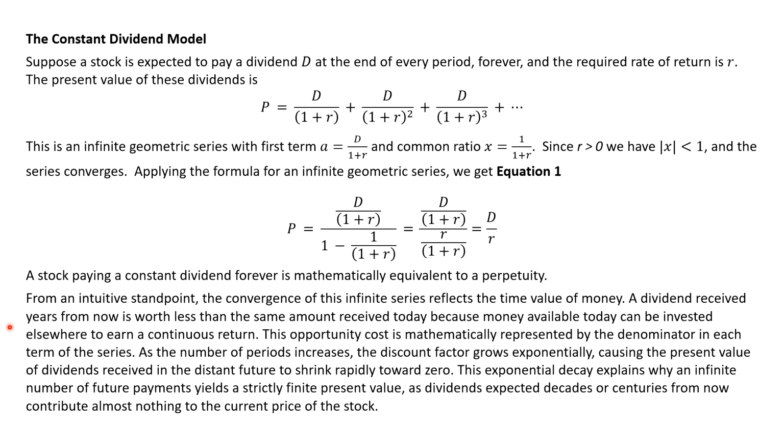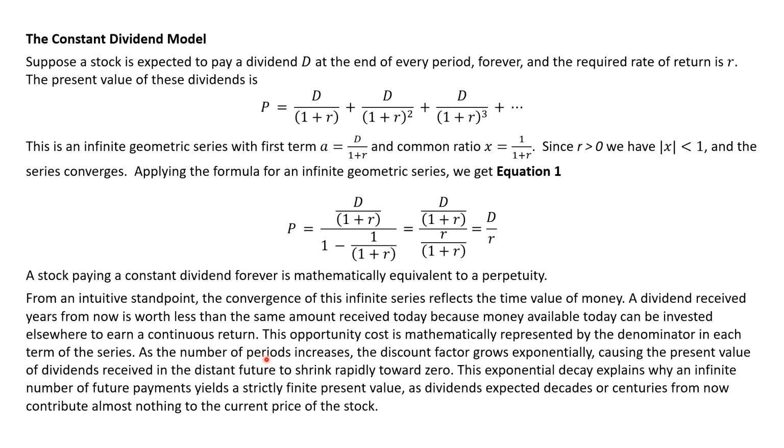So I have a little bit here in terms of intuitive interpretation. From an intuitive standpoint, the convergence of the infinite series reflects the time value of money. The dividend received years from now is worth less than the same amount received today, because money available today can be invested elsewhere to earn a continuous return. So as I mentioned, these numbers in the summation keep getting less and less because you're dividing by a bigger number here in the denominator.